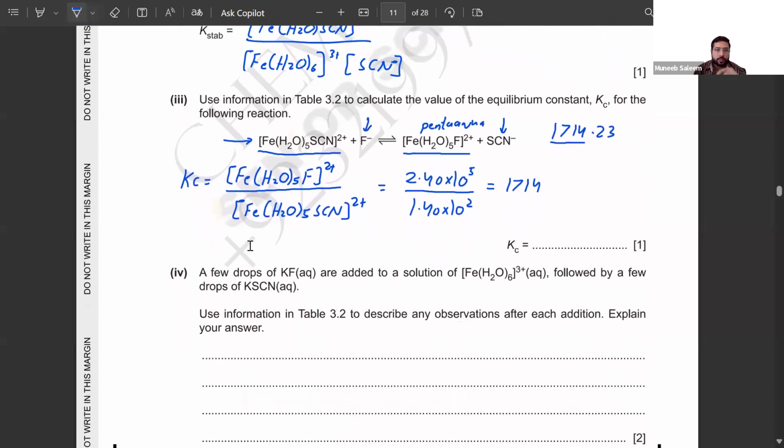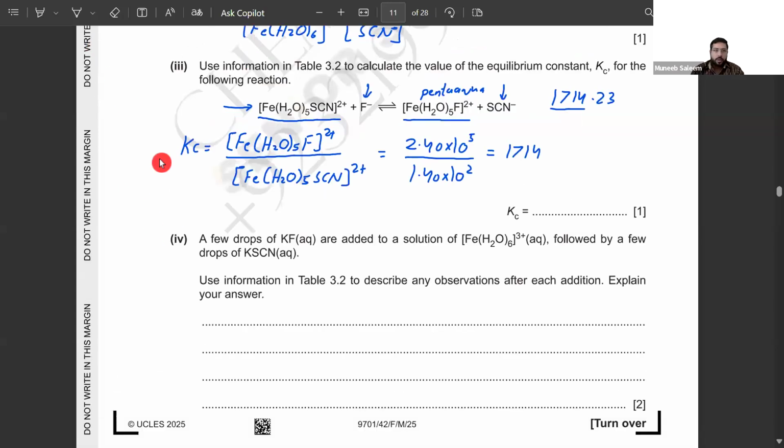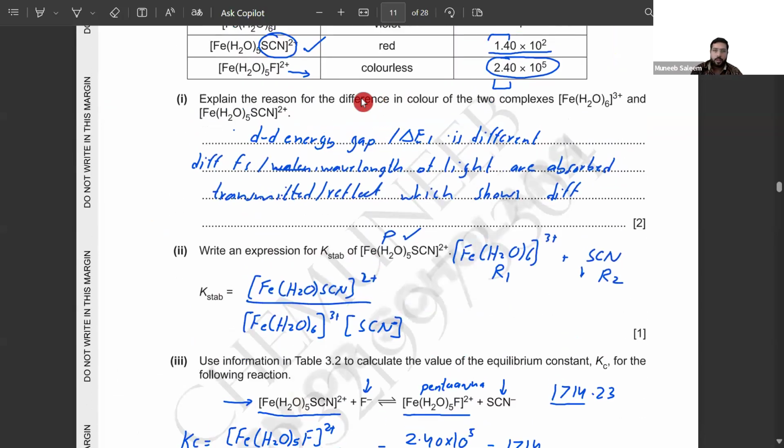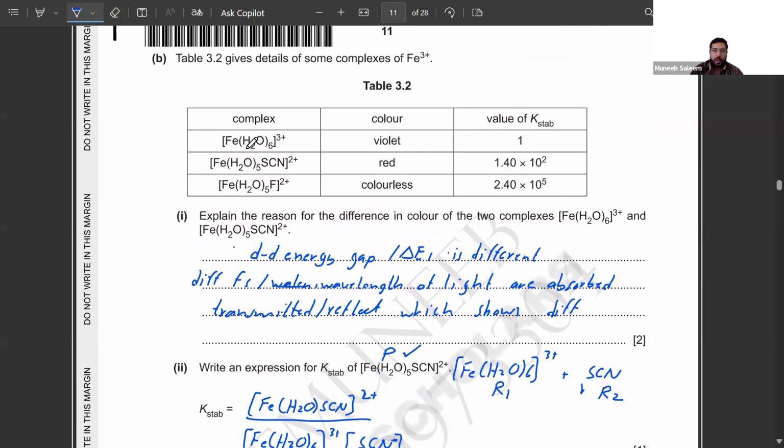Now the next question: a few drops of KF are added to the solution of hexaaqua iron, followed by a few drops of KSCN. Use the table to describe any observation after each addition. Now in this question, we have to consider the table here. It can be clearly seen that we are going to add the KF into the hexa aqua iron complex.